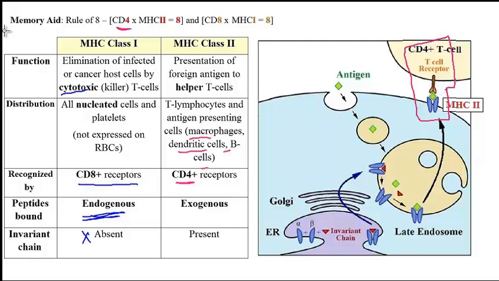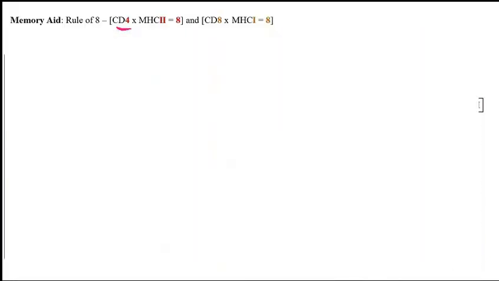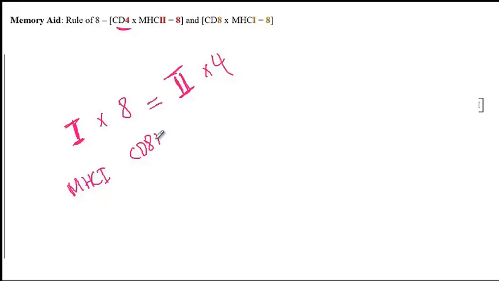So one memory aid that I have here for you to remember that MHC1 is being recognized by CD8 positive T cells is that 1, so MHC1 times 8, which is CD8 positive cells, is equal to 8. And you recall I told you MHC2 is being recognized by CD4 positive T cells, so that equals 2 times 4. So all these values are equal to 8. What this means is that MHC1 is being recognized by CD8 positive cytotoxic T cells, while MHC2 is being recognized by CD4 positive helper T cells. And here I have shown you the memory aid, the rule of 8.